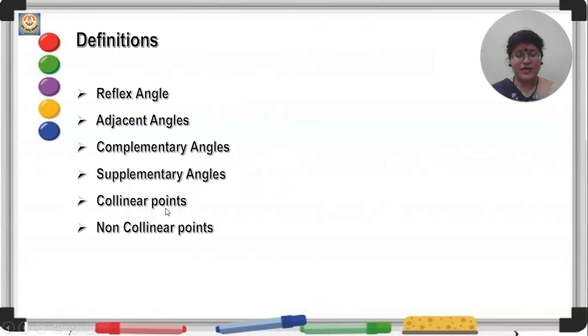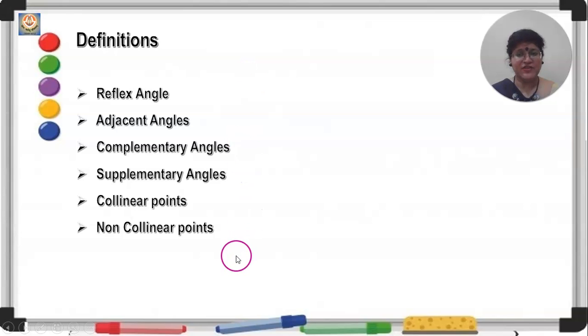Collinear points. To determine whether points are collinear or not, you need minimum of 3 points, right? 3 or more points will help you decide whether the points are collinear or not. 2 points will always be collinear because a line will always pass through 2 points. Then you have non-collinear points.